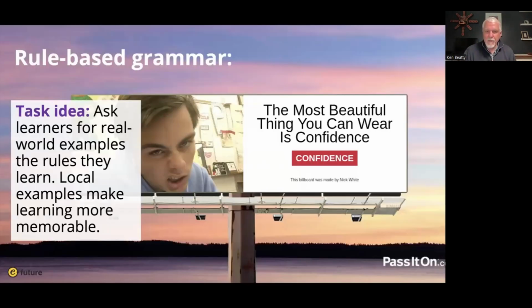That's quite important. So with rule-based grammar, what are some task ideas? Well, one thing is to ask learners for real-world examples. So if you're talking about comparatives and superlatives, here's an example. The most beautiful thing you can wear is confidence, right? Okay, so it's a silly sort of advertisement, but if you say to students, look for superlatives or comparatives in advertising, they can find it online, or maybe, there's so much English advertising everywhere in the world, they can probably find some examples there.